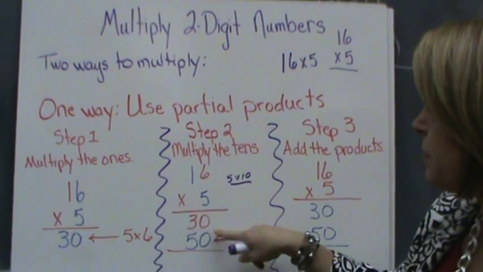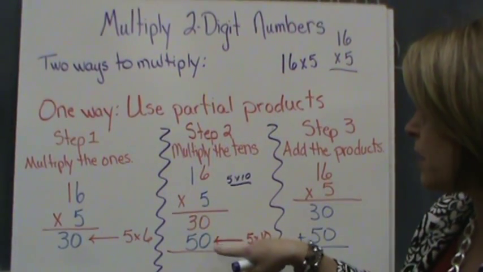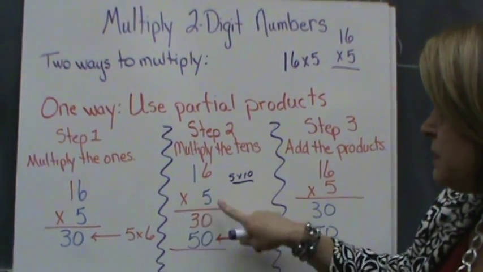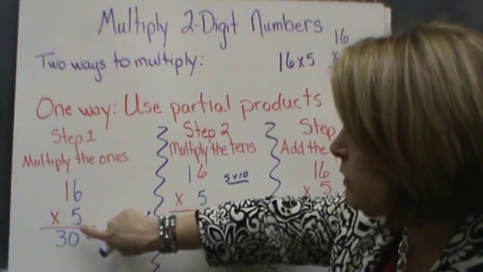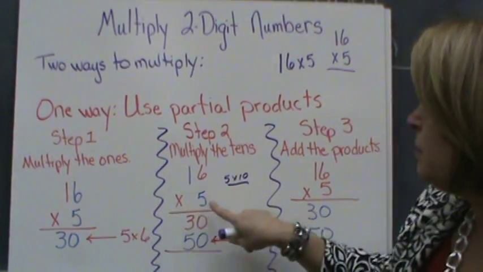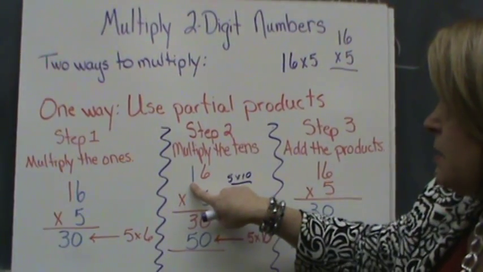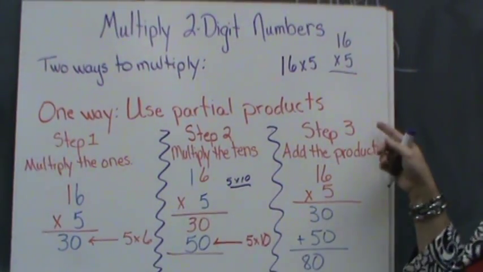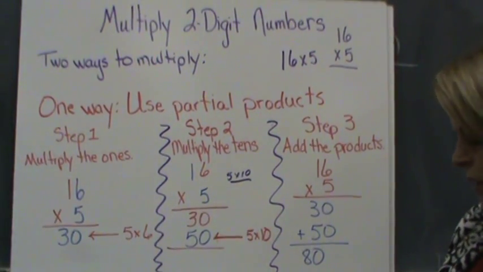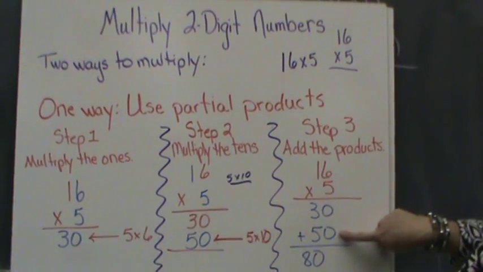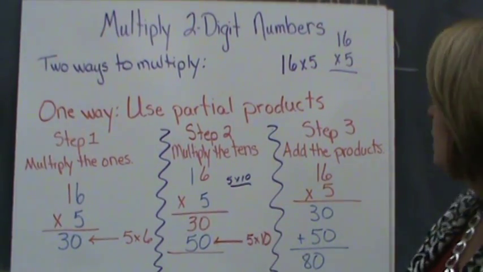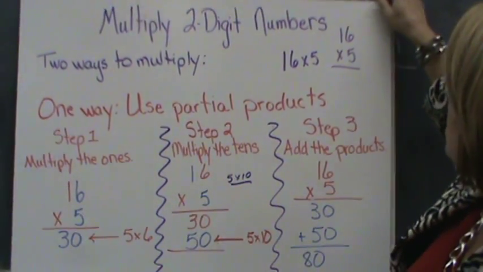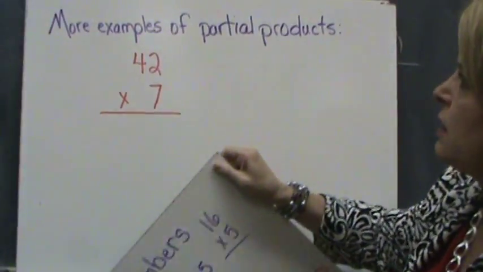So these are the parts of my products. This is a product, this is a product, but it's only part of my final product. So multiply the numbers in the ones, you get 30. Multiply the numbers in the tens, remember this is the same as the 10. 5 times 10 is 50, so I have 30, 50. Step 3, I'm going to add those two products. So 30 plus 50 is 80, so 16 times 5 is 80. So let's try to solve a couple using partial products.